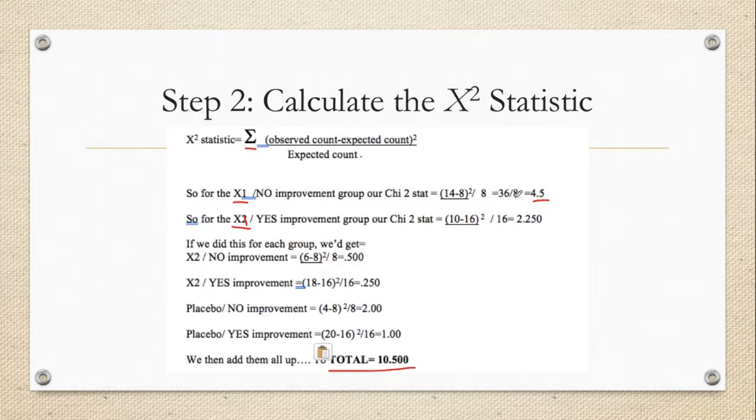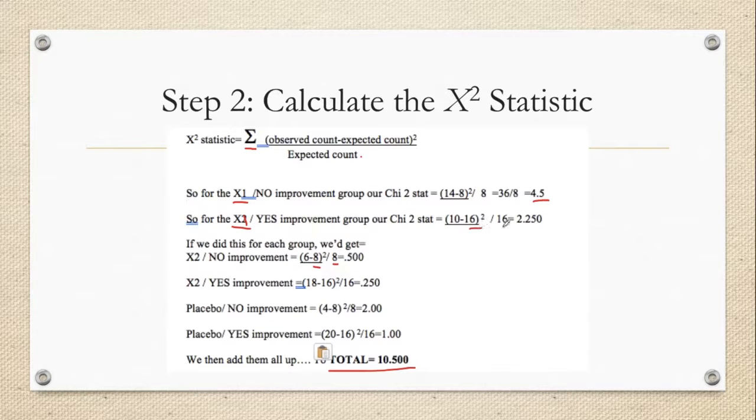Okay, so we get 36 divided by 8, which gives us 4.5. For X1, column 2, row 1, we're going to get our chi-squared statistic, which is 10, and our expected count for that one should have been 16. So we're going to square that and divide it by the expected count, which was 16. Following me so far? Remember, the second number right here is the same as the denominator.